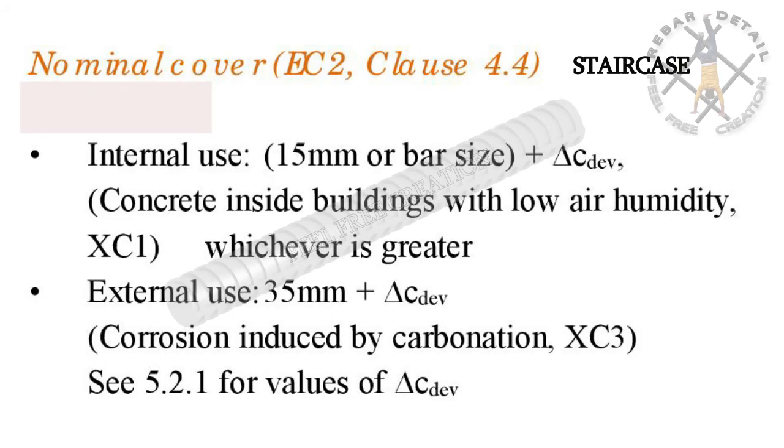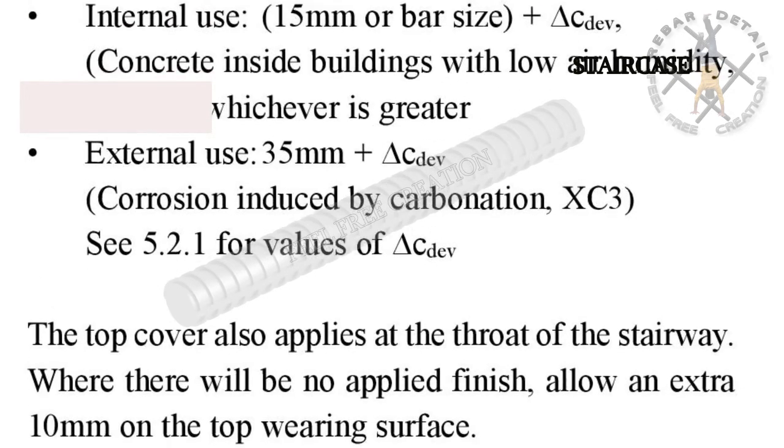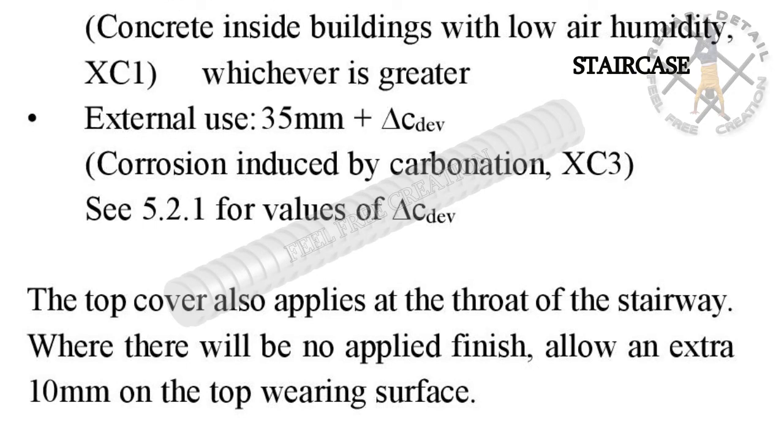Nominal cover for staircase. Internal use, 15 mm or bar size, plus deviation, whichever is greater, concrete inside buildings with low air humidity, XC1. External use 35 mm and deviation, corrosion induced by carbonation, XC3. The top cover also applies at the throat of the stairway. Where there will be no applied finish, allow an extra 10 mm on the top wearing surface.